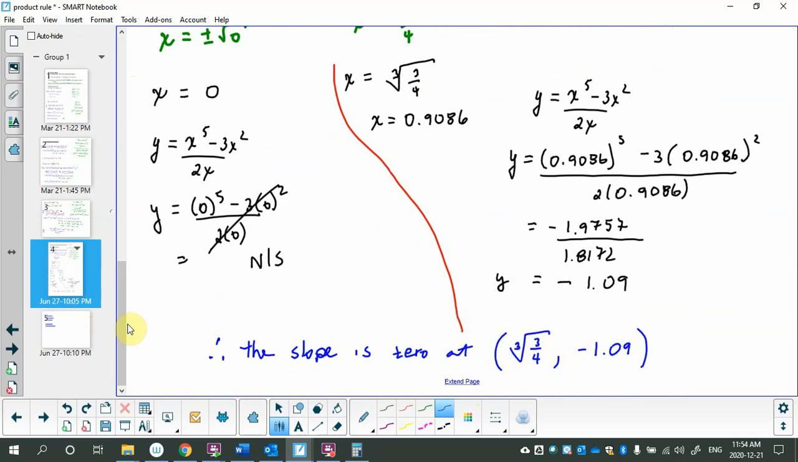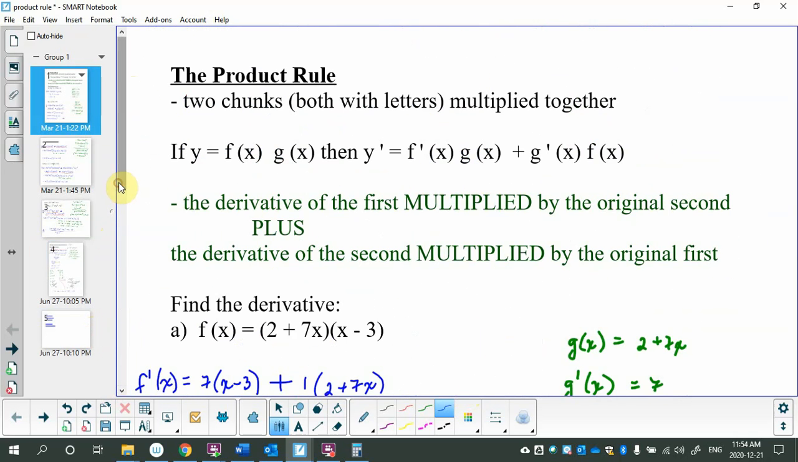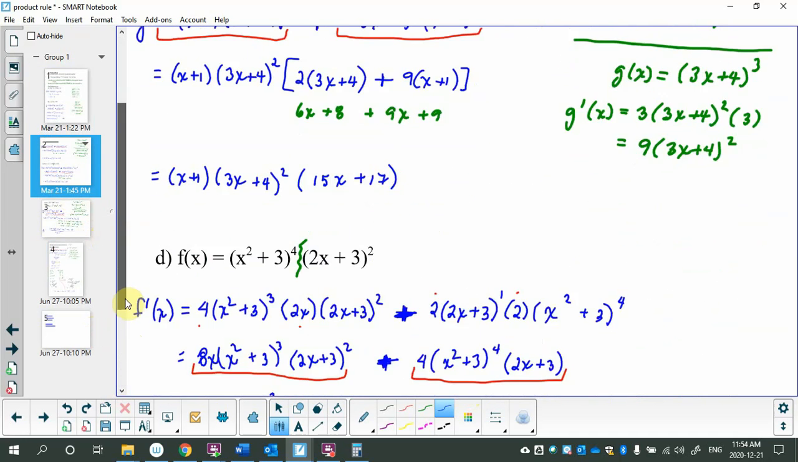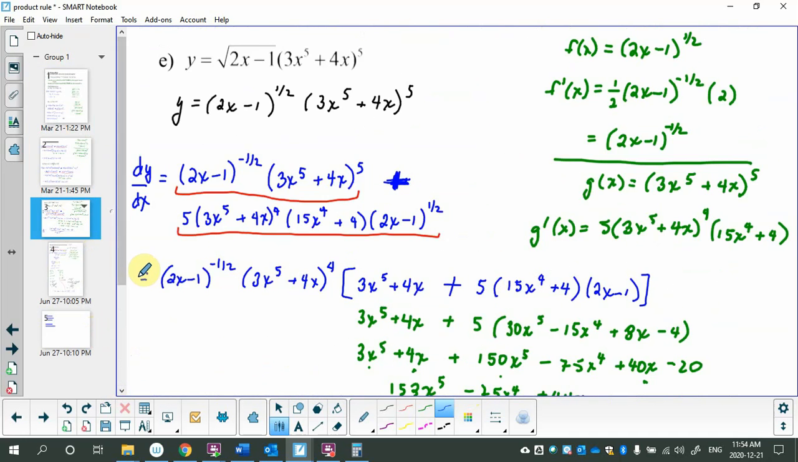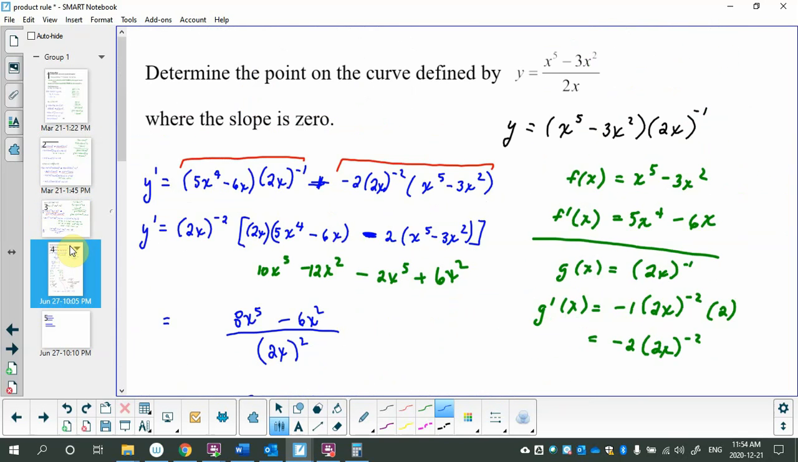So there's the product rule. For no reason. For no reason again. For no reason other than to practice the skills so that when I give you a question, that is something you're able to do because you've practiced the skills.